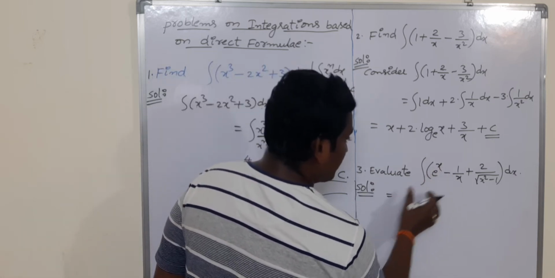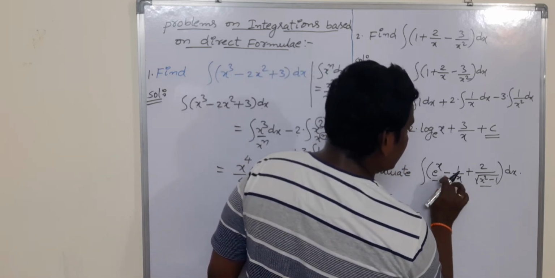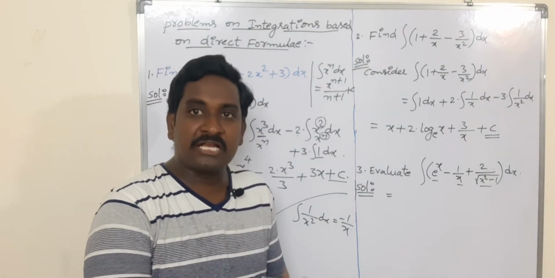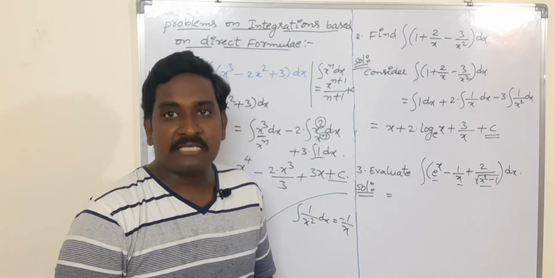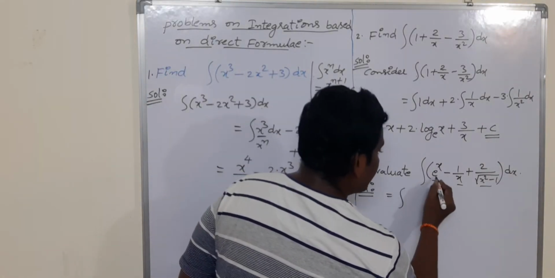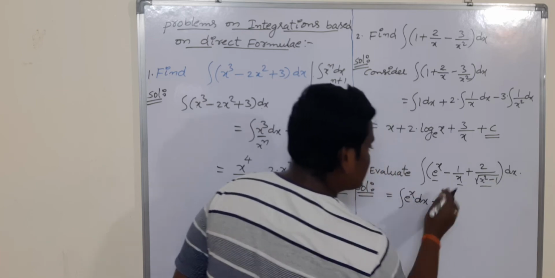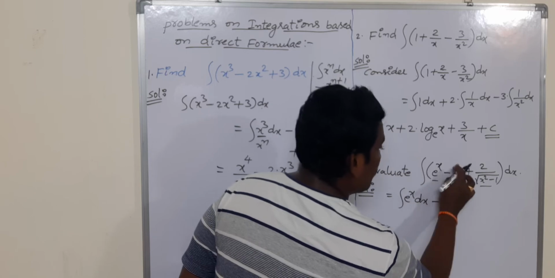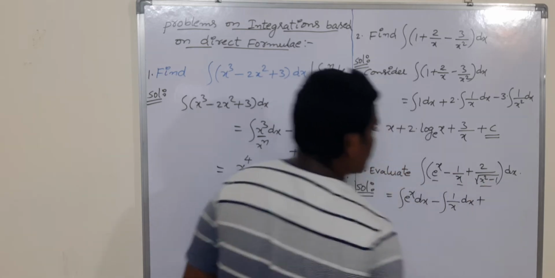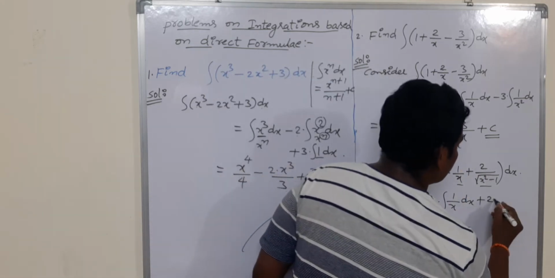So the given problem becomes, here also 1, 2, 3, 3 terms are in addition, otherwise subtraction. So whenever 2 or more terms are in addition, otherwise subtraction, we can easily separate the terms by using linear property. So integral e power x dx minus integral 1 by x dx plus, 2 is the constant term, take it outside from the integration.